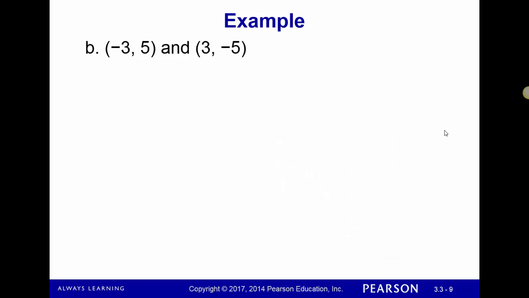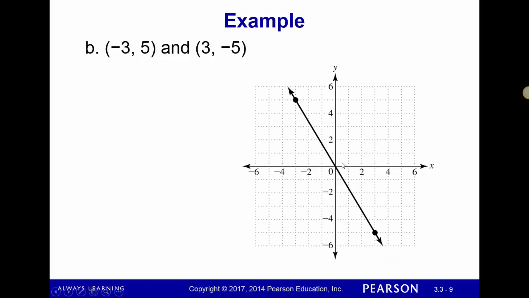Next, -3, 5, and 3, -5. So first we plot our points. So we have -3, 5, and then we have 3, -5, and we're going to do the rise over the run. So the rise in this case is actually negative, and if you notice we're going down 10, and our run is +6. So -10 over 6, which is the same thing as -5 over 3.